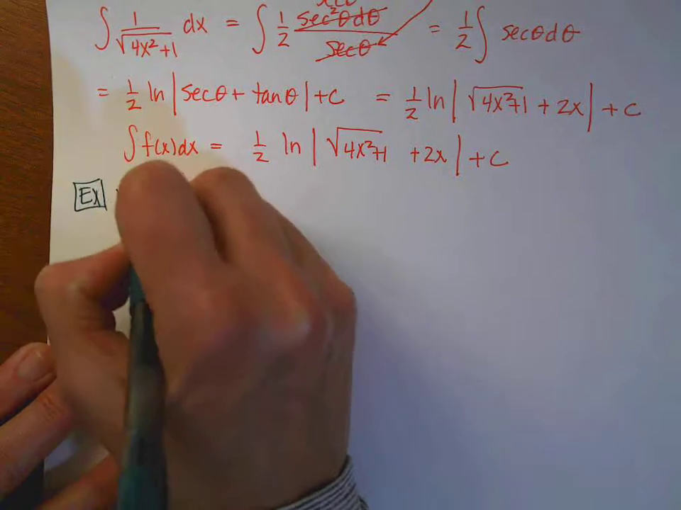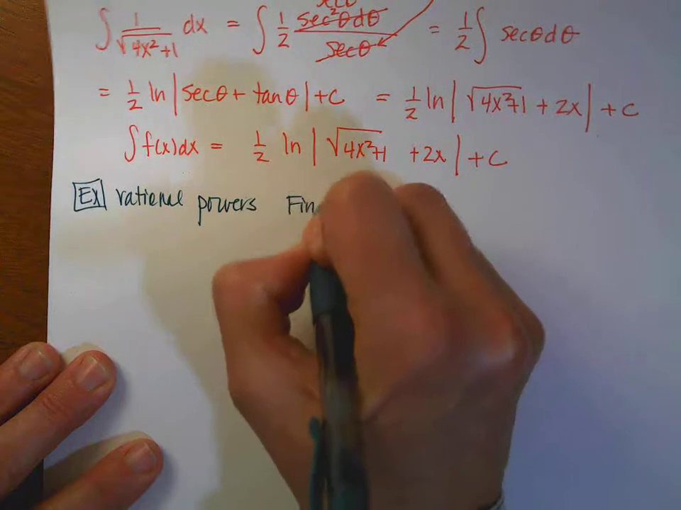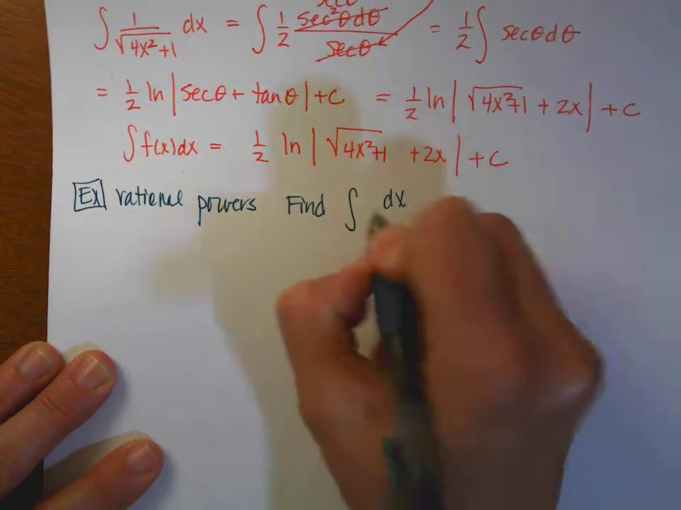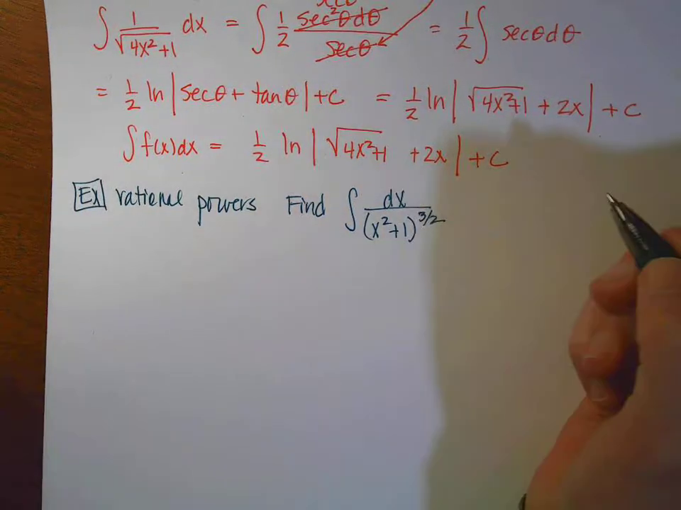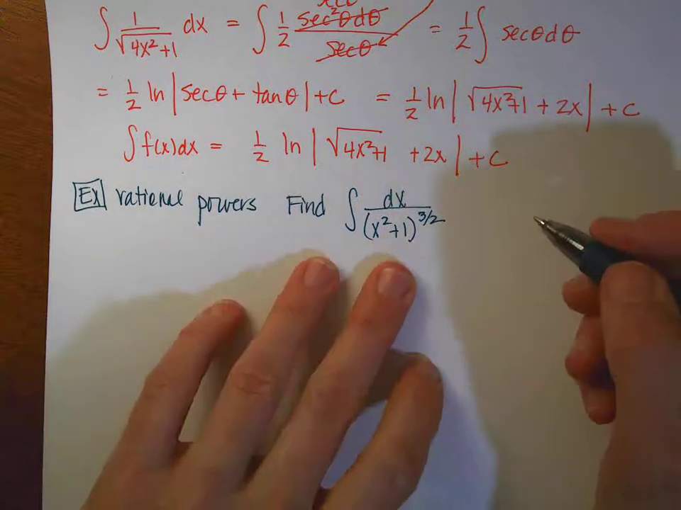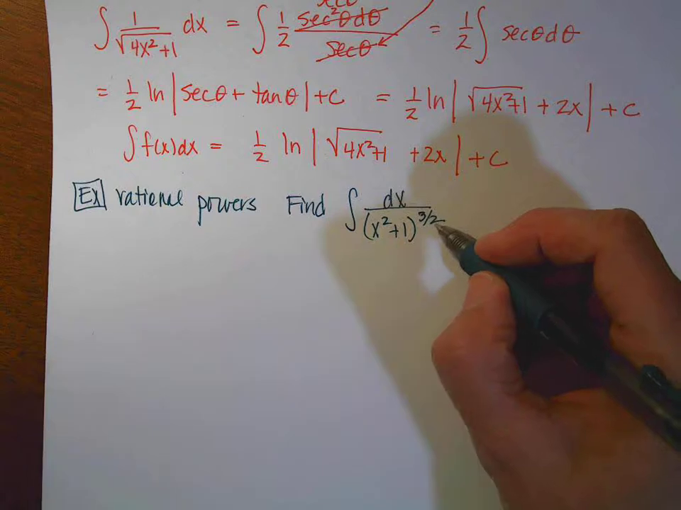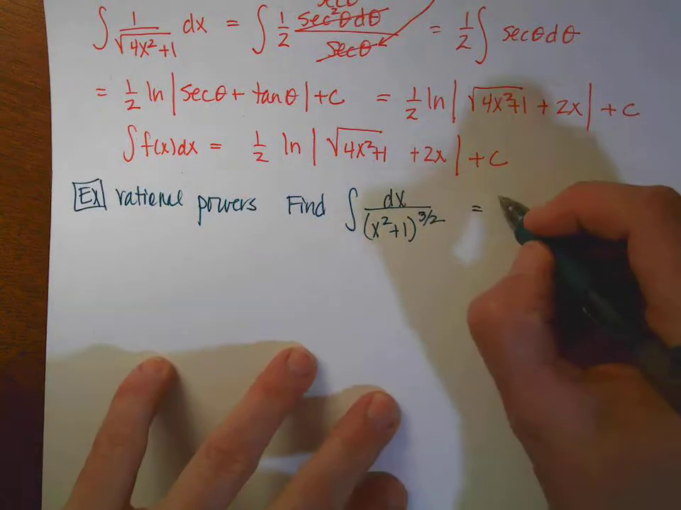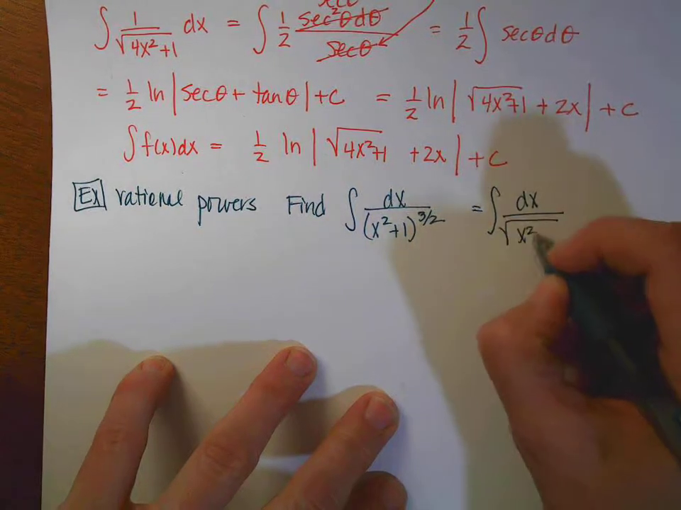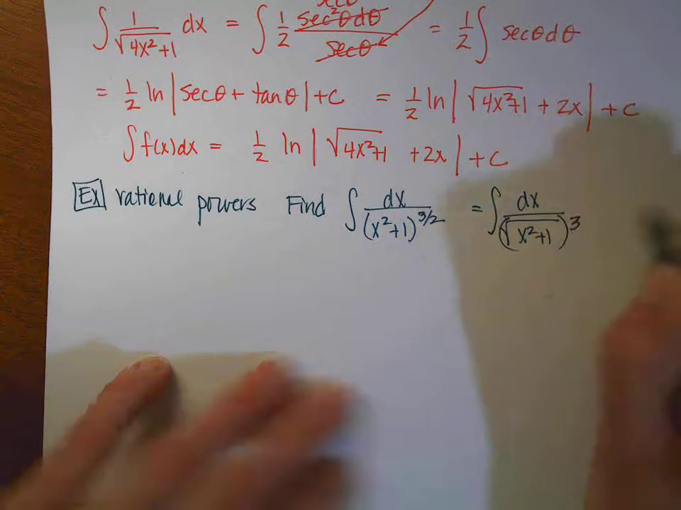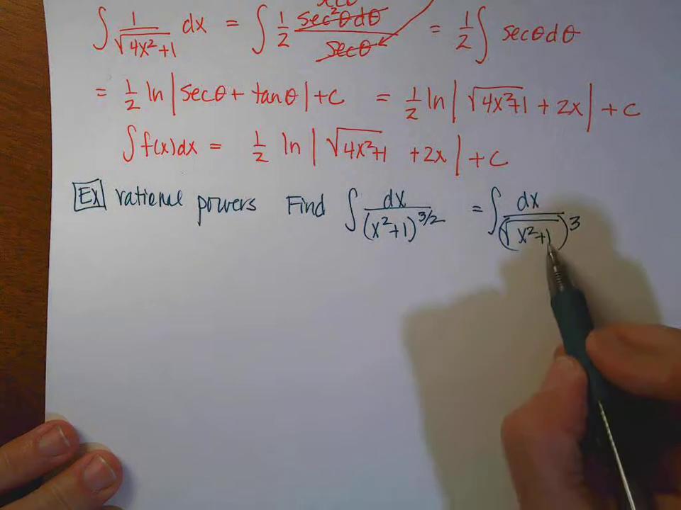All right, so the next one is going to involve rational powers. So we are going to find the integral. I have a dx on the top, and then I have x squared plus 1 to the 3/2. And before I get started, I'm going to rewrite this. Because remember that the denominator is going to be my square root cubed, so I'm going to rewrite this as the integral of dx over the square root of x squared plus 1 quantity cubed. Alright, so now we're ready to start.